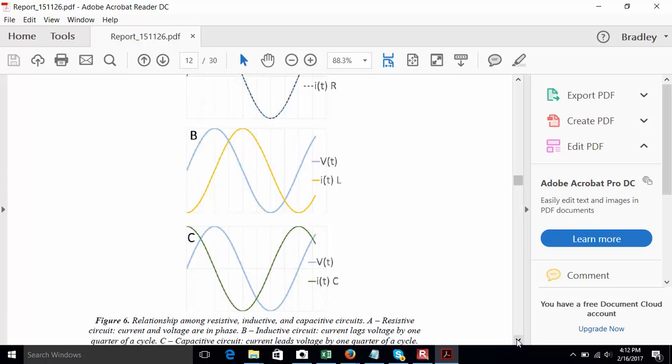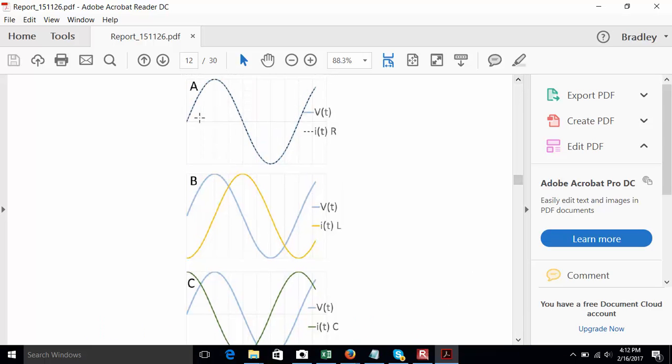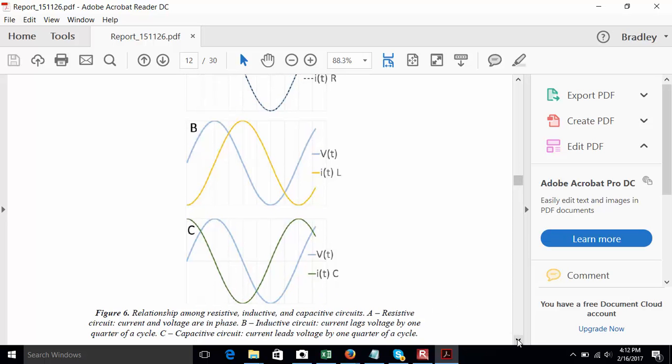And these guys are showing, so if you have a purely resistive element, so again, no phase shift, the volts and the amps are exactly in phase. Exactly in phase. If you have an inductive circuit, the current lags the voltage.